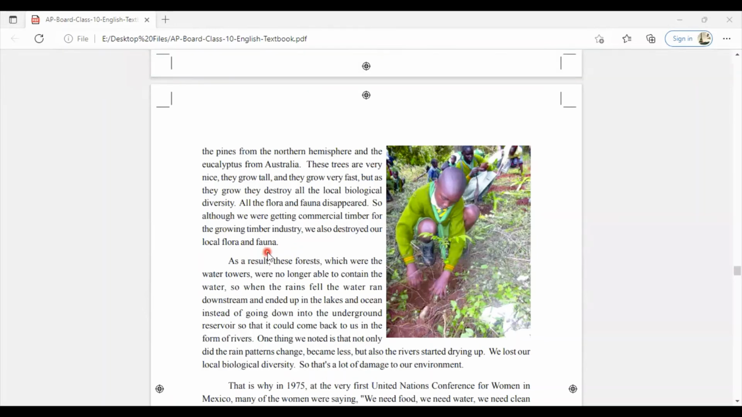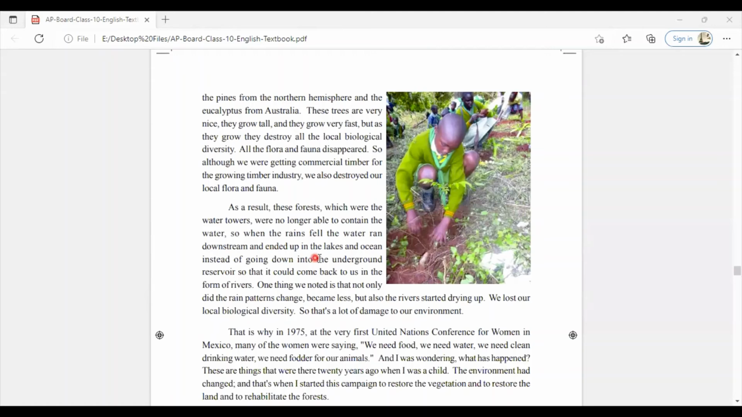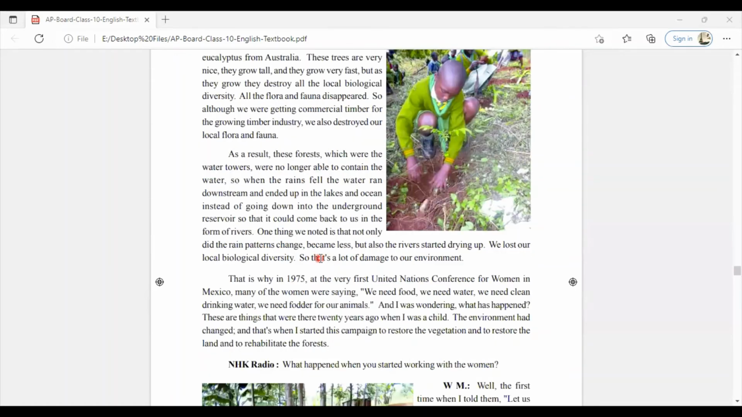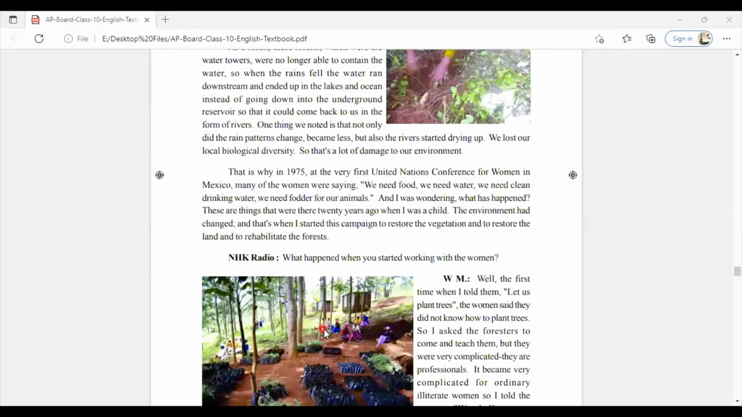One thing she noted is that not only did the rain pattern change, the rains also became less, but also the river started drying up. So it is given here clearly: rain patterns changed, then it became less, then the river started drying up also. So what did she do? She started a campaign to restore the vegetation, to restore the land, to rehabilitate and restore the forests.